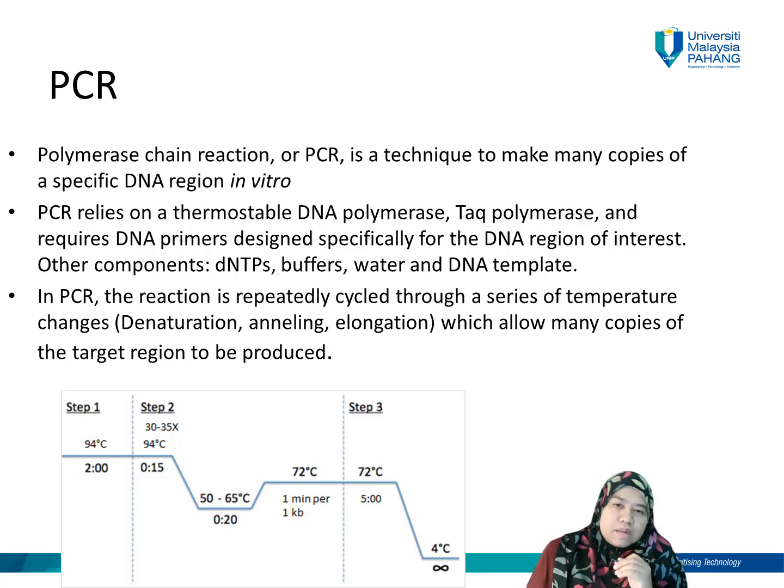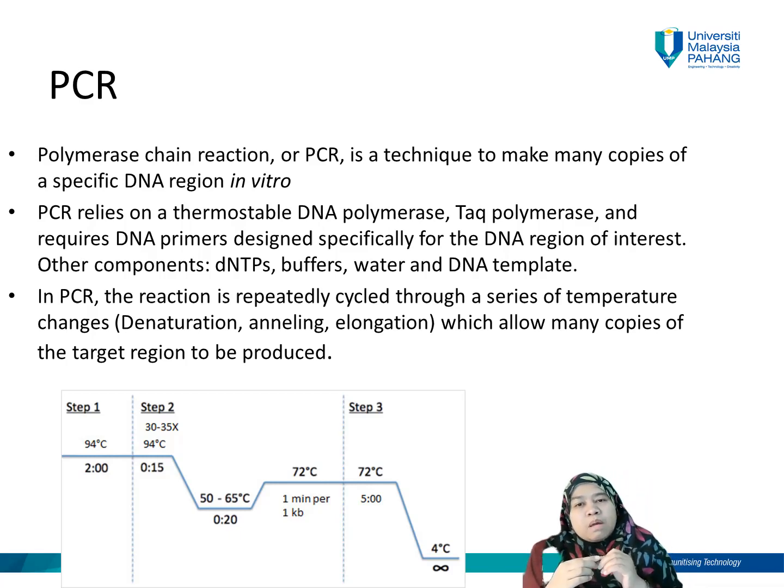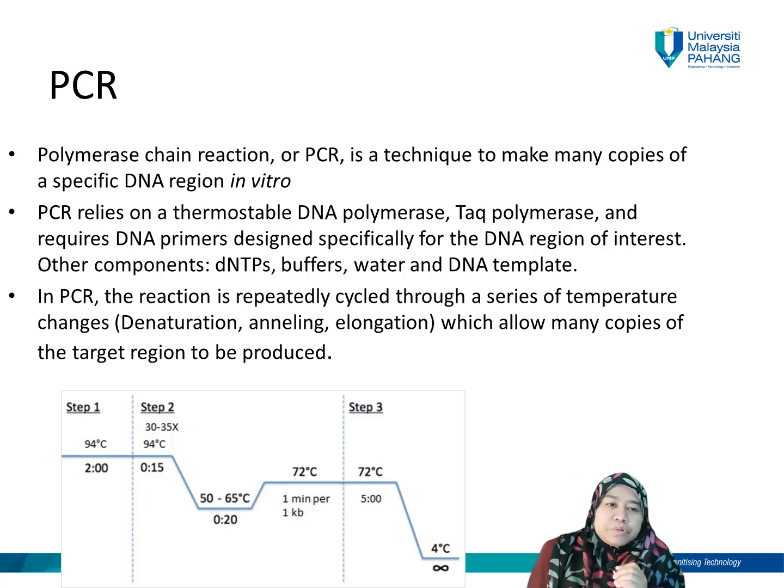So other components needed in PCR: dNTPs are the building blocks for the DNA that you're going to copy. Buffers, to optimize the reaction of the enzyme, water, and also the DNA template that contains the target sequence that you want. In PCR, the reaction is repeatedly cycled through a series of temperature changes, which allows many copies of the target region to be produced.